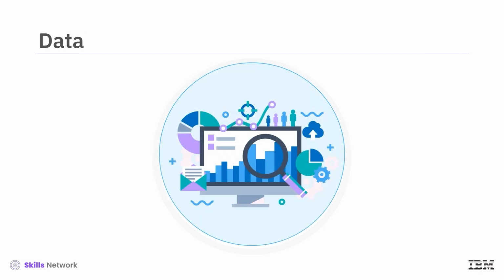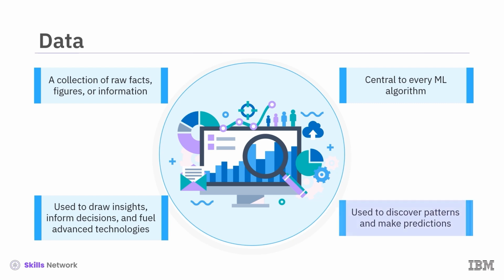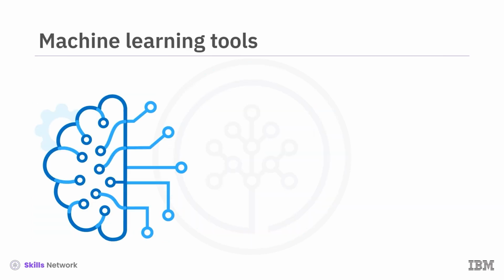Let's begin by asking the question, what is data? Data is a collection of raw facts, figures, or information used to draw insights, inform decisions, and fuel advanced technologies. Data is central to every machine learning algorithm and the source of all the information the algorithm uses to discover patterns and make predictions. Now, let's understand what are machine learning tools.